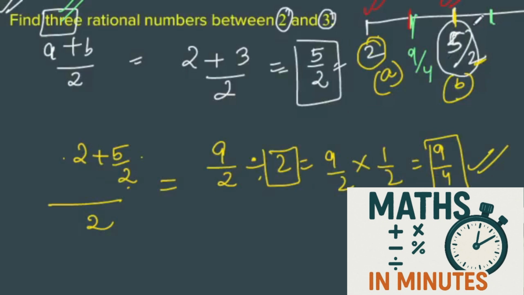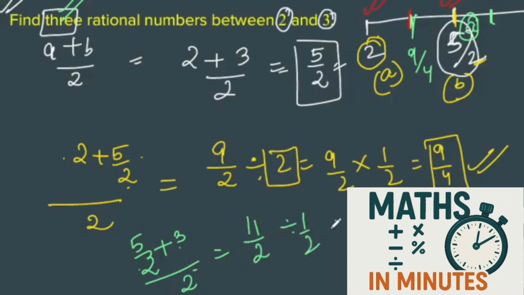Now what you will do is, you will consider this as A and this as B. You will do the same thing, that is (A plus B) upon 2. So it will be (5/2 plus 3) divided by 2. Again when you add the numerator, 5 plus 6 is 11/2, and this division will be like this. When you change the division sign to multiplication, it will be into 1/2, and it is 11/4.